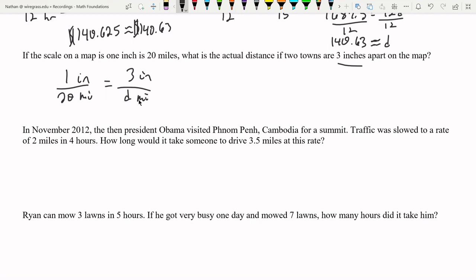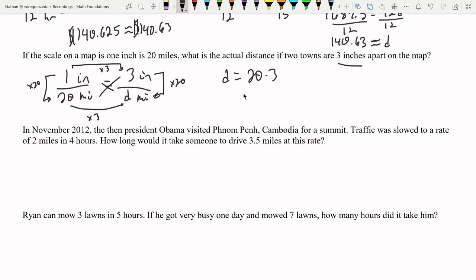Well, I can cross multiply and divide here. I can also see that 1 times 3, right? So 20 times 3 is going to be 60. I can also see here that 1 times 20. So here I can do 3 times 20. 3 times 20 is 60 again. So D is going to be 60. But to show that in cross multiplication, 1 times D is just D. And 3 times 20, or 20 times 3, gives us D equal to 60 miles. So everything checks out. No matter which way I do it, I get the same answer.